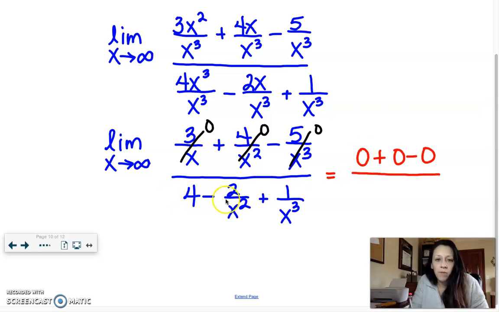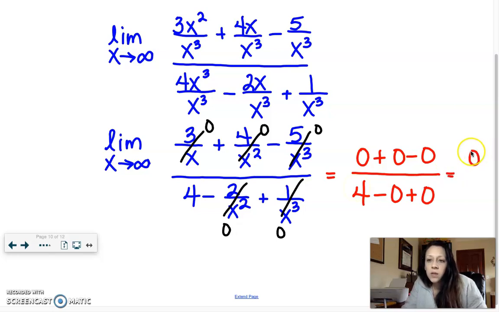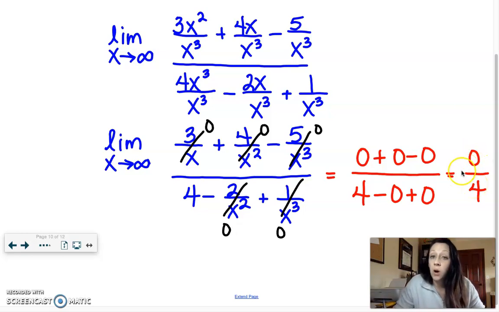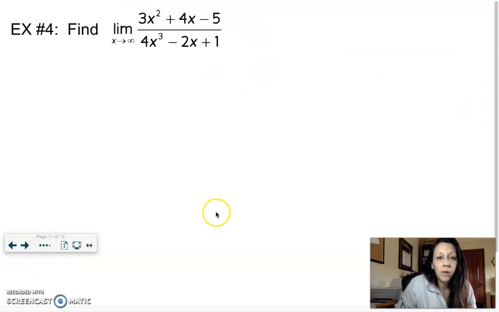On the bottom I have 4. 2 divided by a really big number is 0. 1 divided by a really big number is 0. So on the bottom I have 4 minus 0 plus 0. Keep going. You do get a 0 in part of your answer, but that 0 is in the numerator, so you are able to safely say that you can get an answer because 0 divided by 4 is something that you're allowed to do mathematically. The answer just is a 0.